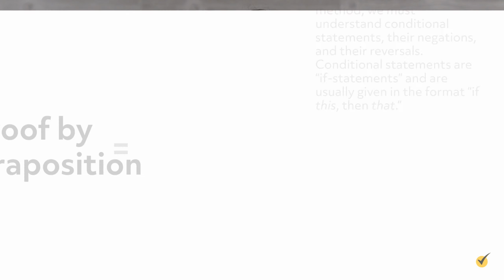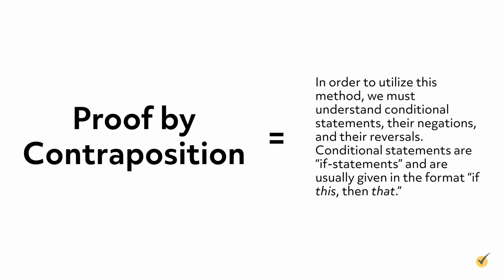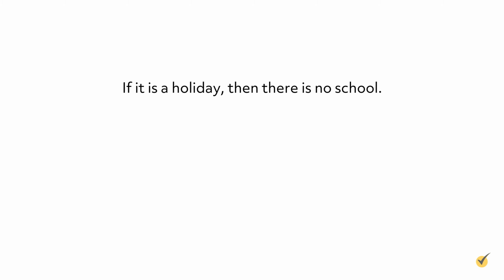Another proof method, which has a similar name but a different technique, is called proof by contraposition. In order to utilize this method, we must understand conditional statements, their negations, and their reversals. Conditional statements are if statements and are usually given in the format if this, then that. For example, if it is a holiday, then there is no school. We can switch the order of the conditional statement if we negate both sides.